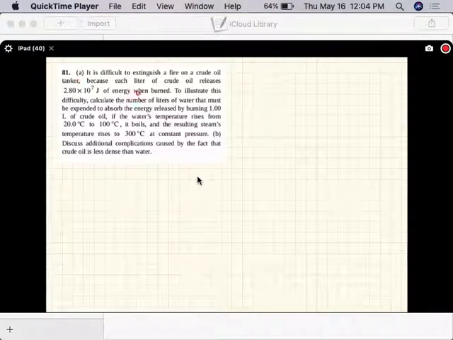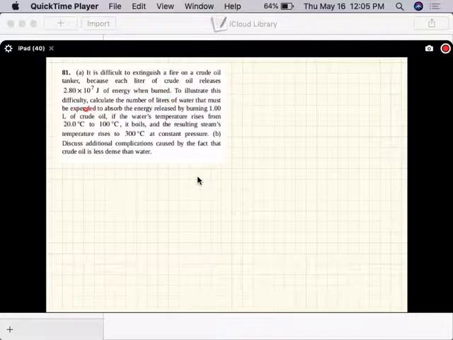Okay, so this problem says it is difficult to extinguish a fire on a crude oil tanker because each liter of crude oil releases 2.8 times 10 to the power 7 joules of energy when burned. Okay, so you burn a liter of oil. A liter of oil is that much, that drink bottle. That's a liter of oil. You burn that much oil and you get 28 million joules of energy.